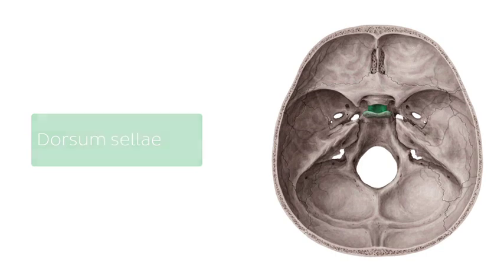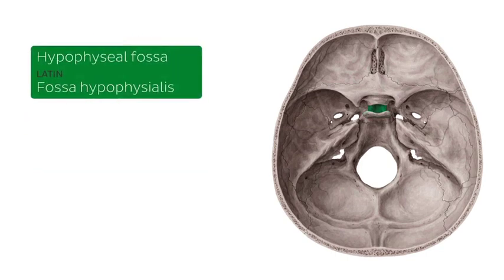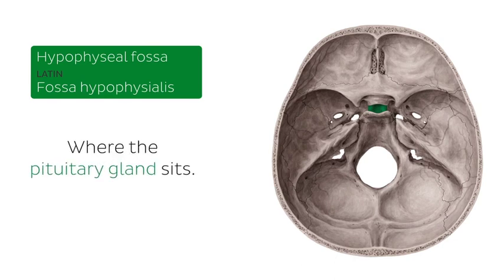The next one is this one that you see here highlighted in green. This is the hypophyseal fossa. This is a depression found on the body of the sphenoid bone and is part of the sella turcica. This is where the pituitary gland sits.